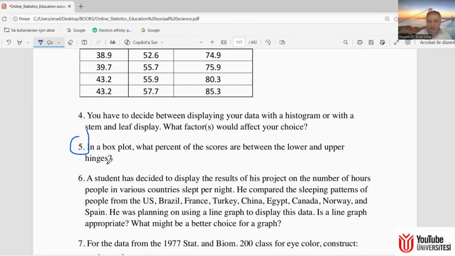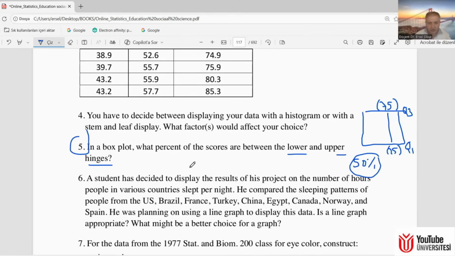Okay, and in this one, a box plot, what percent of the scores are between the lower and upper hinges? Basically, the lower one is Q1 and the upper one is Q3. So from Q1 to Q3, Q1 is the 25th percentile, Q3 is the 75th percentile. So the difference is going to be 50%. So the answer is going to be 50% here.